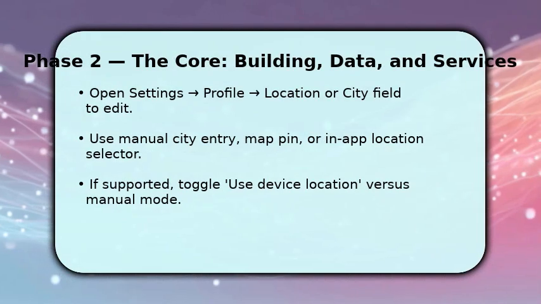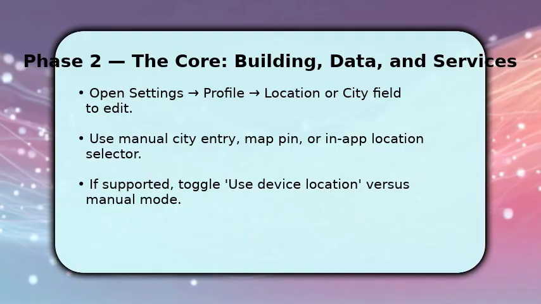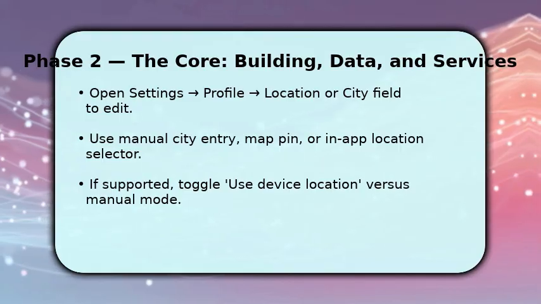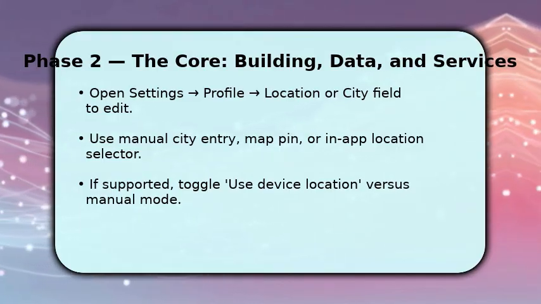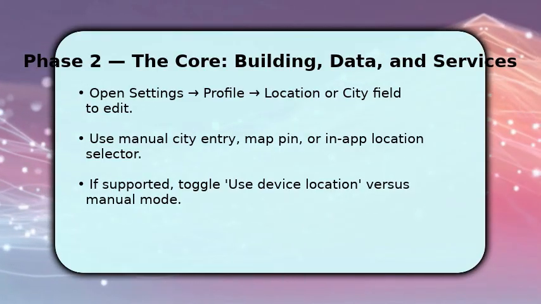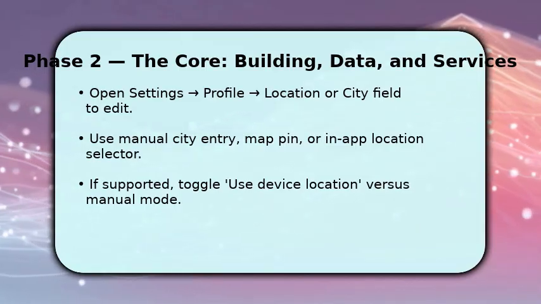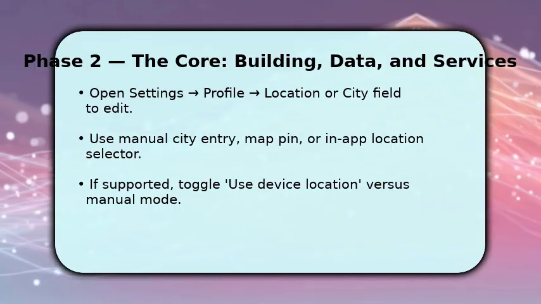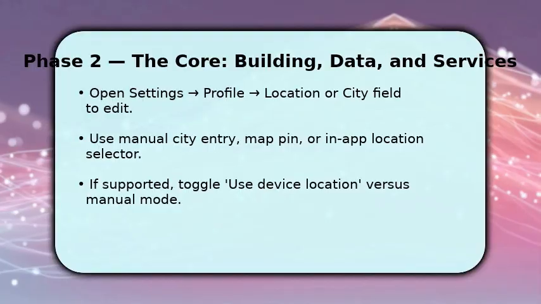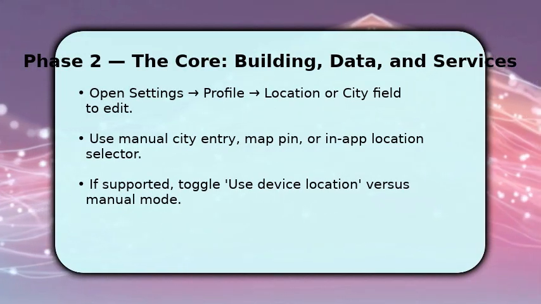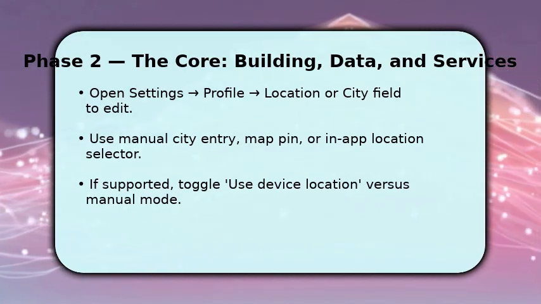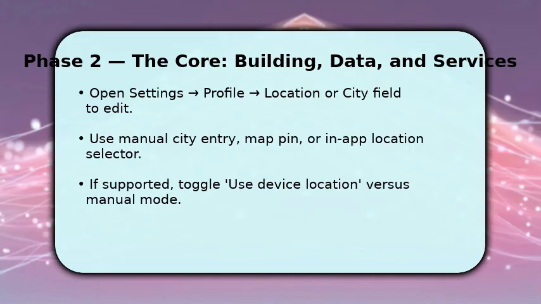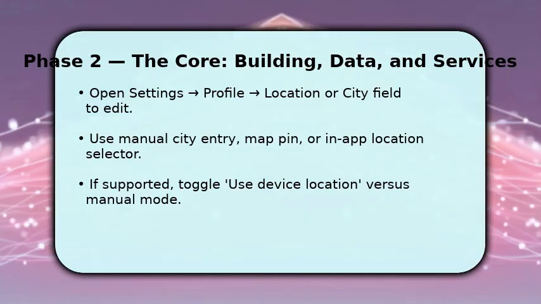You will now change the value itself. In Settings, go to Profile, then Location or City, and choose how to set it. Type a city, drop a pin on the map, or pick a suggested place. Use manual entry when you want a fixed city versus device location if you prefer automatic updates. Once you select a new location, save changes and watch for a confirmation message. This update tells Tango where to surface your profile, so pick the most relevant city for visibility and matches.